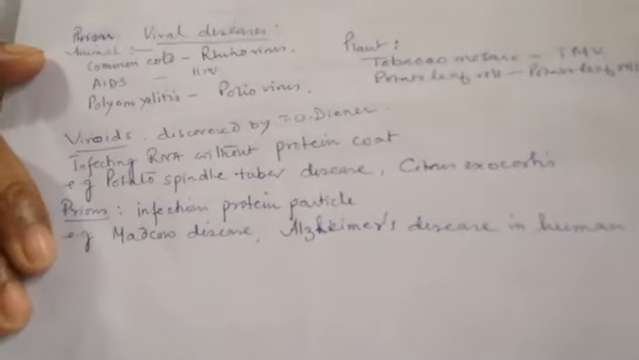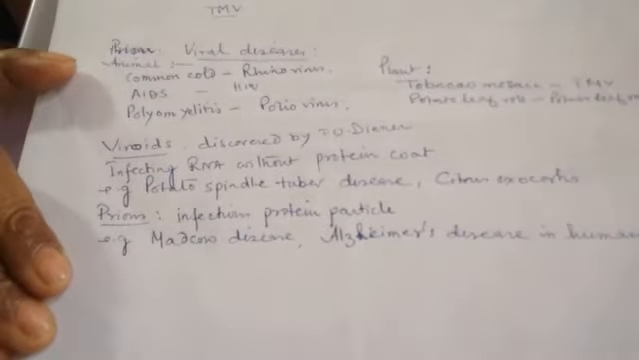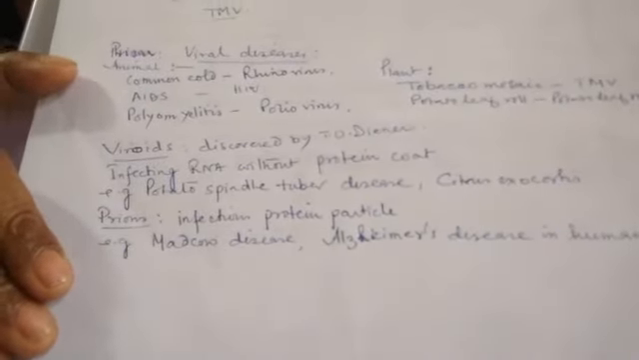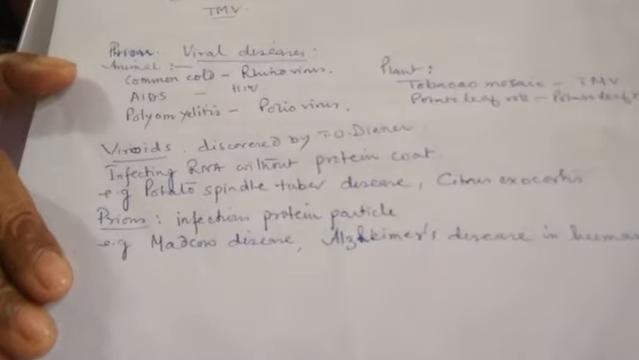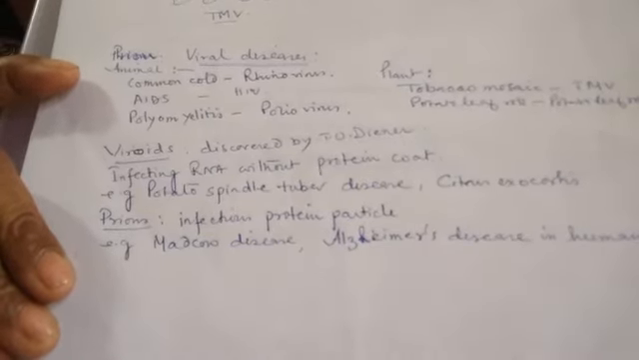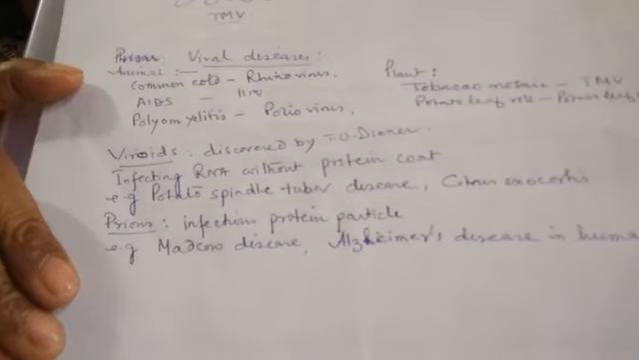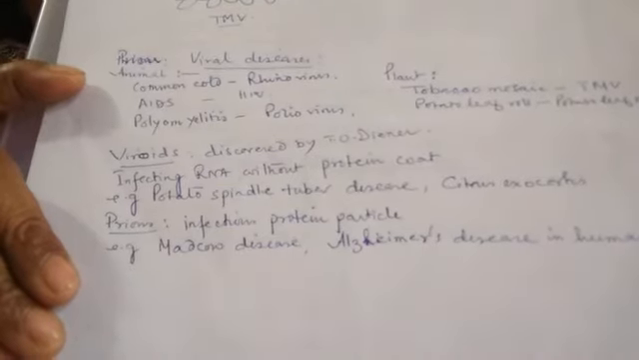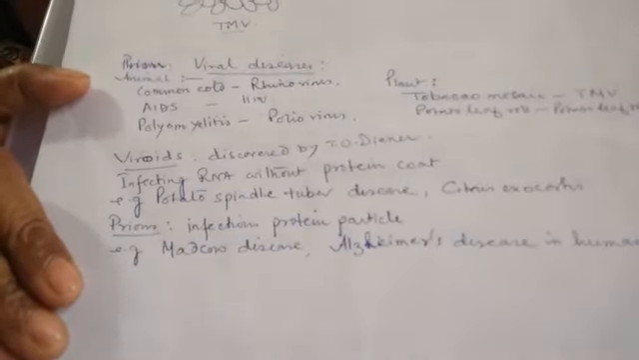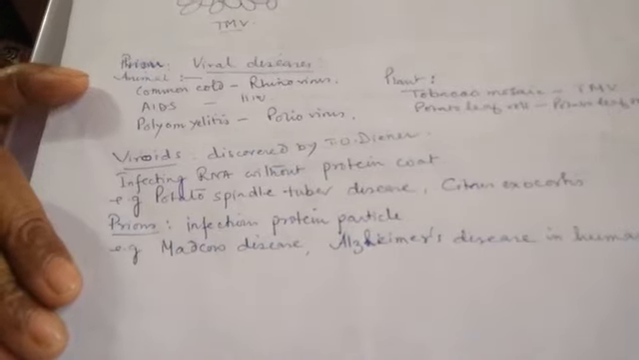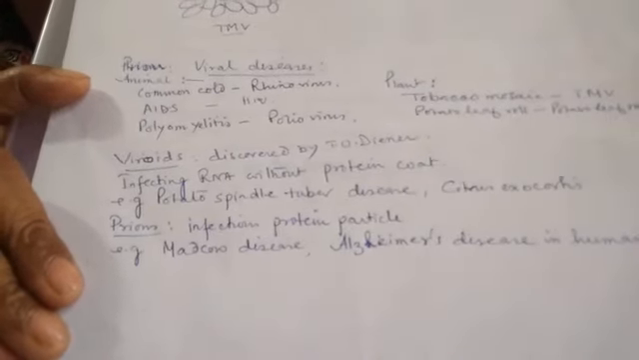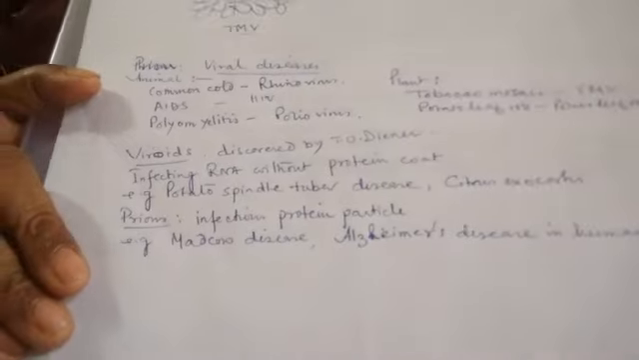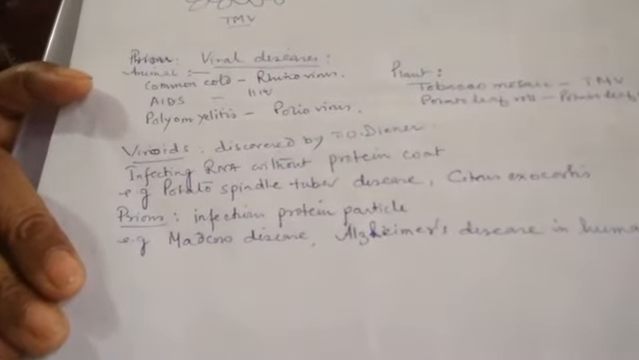Then citrus exocortis is caused due to viroids. So infectious RNA without any protein coat are viroids, and prions are just the other one: infectious protein without any nucleic acid. Prions are infectious protein without any nucleic acid. Clear?